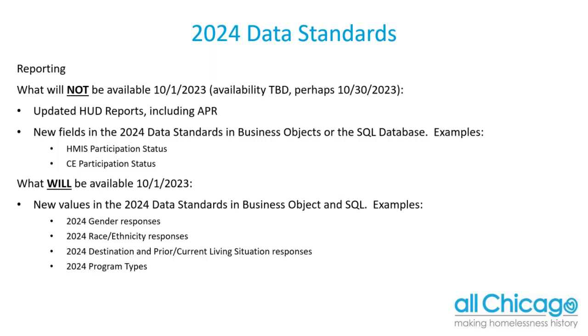What will be available on October 1st will be new values for questions in the 2024 data standards. So as we've gone through, the gender responses are changing. There's a new race ethnicity question, and that question and responses will be available. The destination and prior current living situation responses that are changing will also be available. And the changes in 2024 program types, like emergency shelter being changed to emergency shelter entry exit and emergency shelter night by night, those will all be available to be reported on both in Business Objects and any of the SQL reporting that we're doing. Questions on any of that?